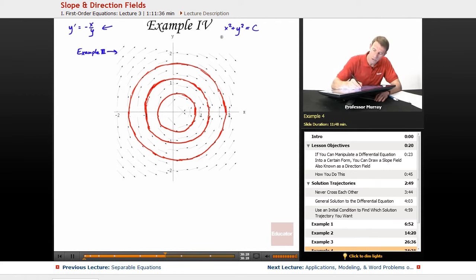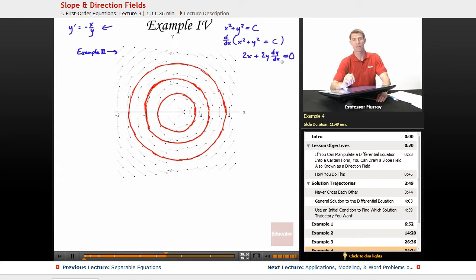So I'm going to take the derivative d by dx of both sides here. x squared plus y squared is equal to c. We'll take the derivative of both sides with respect to x here. The derivative of x squared is just 2x. The derivative of y squared is 2y times dy by dx. That's by the chain rule. And then the derivative of a constant is just 0. So that's implicit differentiation there.